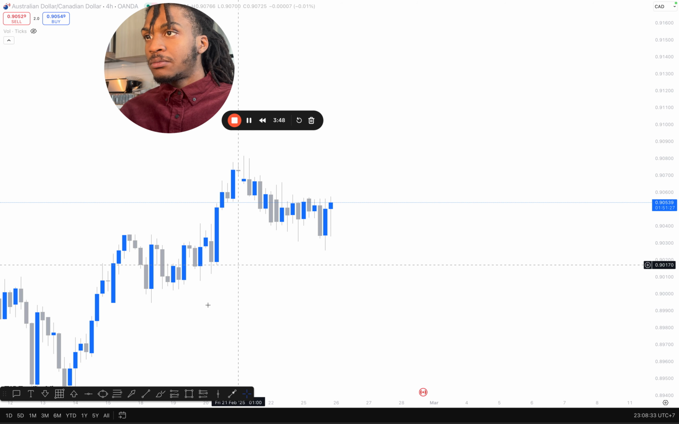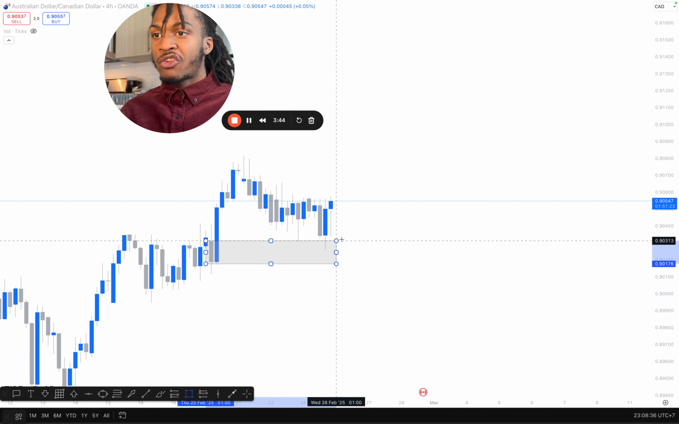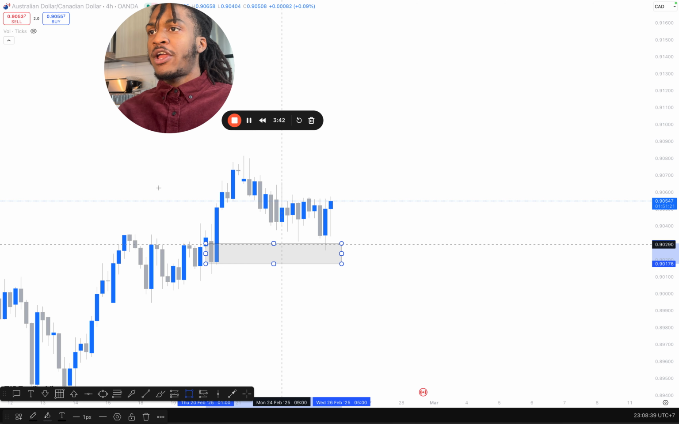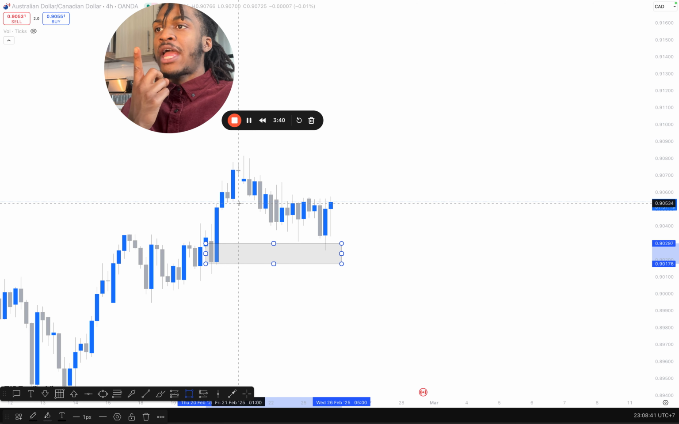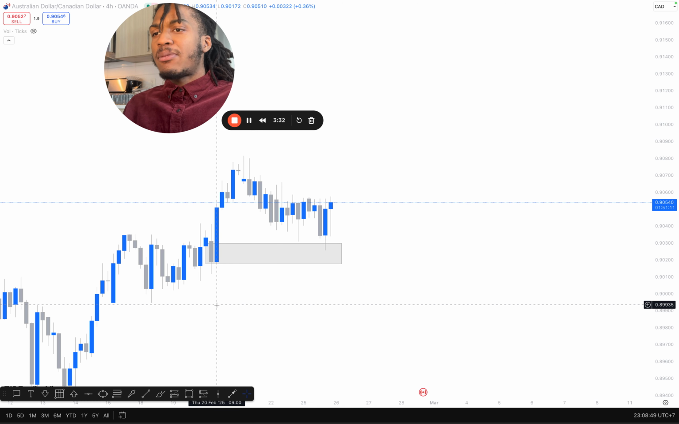On the 4-hour, we can see here we have this order block. If you watch my channel and how I trade, I only trade two types of setups. I trade fair value gaps, which are my supply and demand zones, and I trade order blocks, which are also my supply and demand zones. I only trade two to keep it simple.